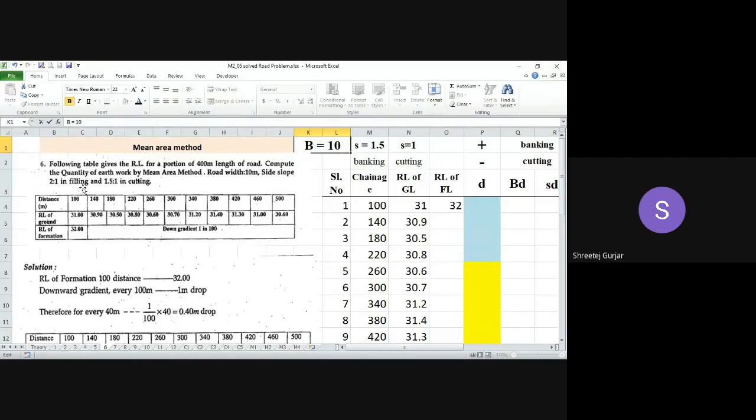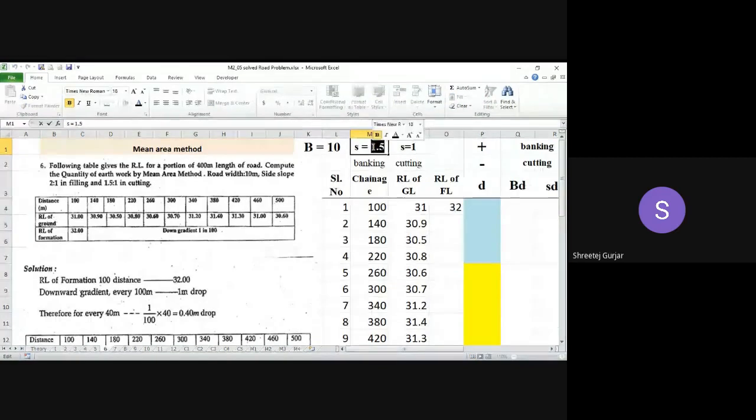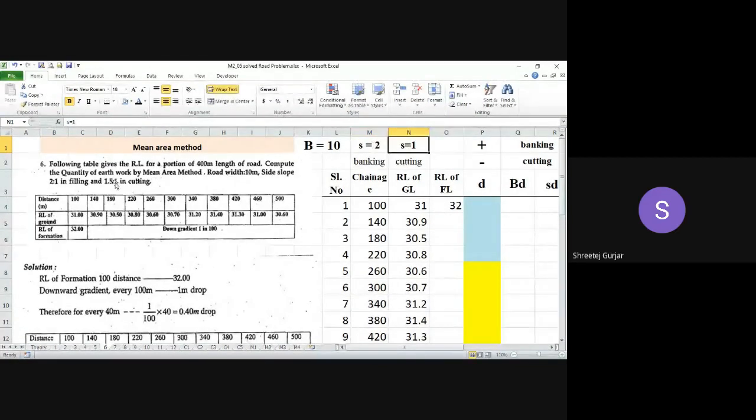Side slope is how much? 2:1 in filling, meaning banking, and 1.5 in cutting. So in filling S is equal to 2, and in cutting S is equal to 1.5. So this is the statement which they have given. Then RL of ground they have given us. RL of formation we have to calculate.